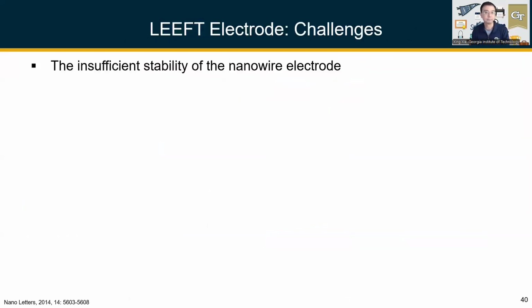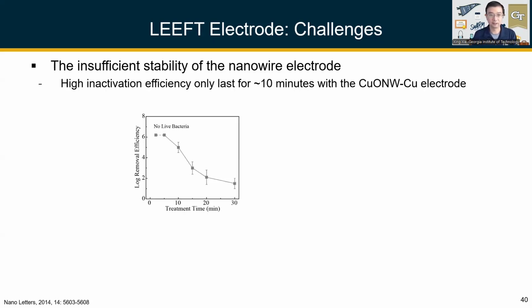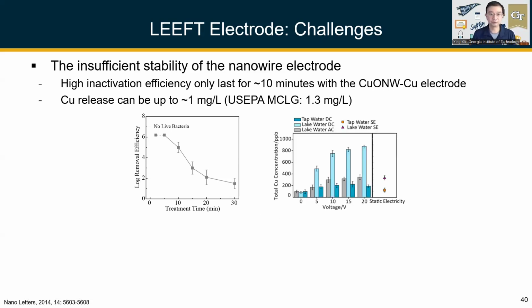So first, let's look into the electrode development. As I mentioned, the nanowire modified electrode is really the core of this technology, to realize a very low applied voltage but strong electric field in the system. But the insufficient stability of the nanowire is one of the bottlenecks of the technology. This result shows that the removal efficiency of the system really declined after about 10 minutes of operation. We can also detect about 1 milligram per liter of copper in the effluent. This is already very close to the US EPA's standard for copper.